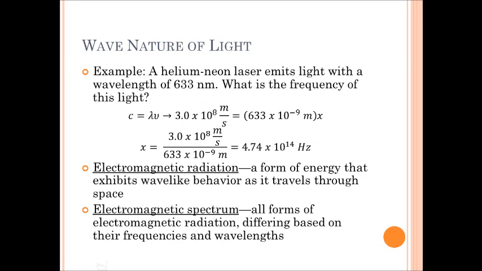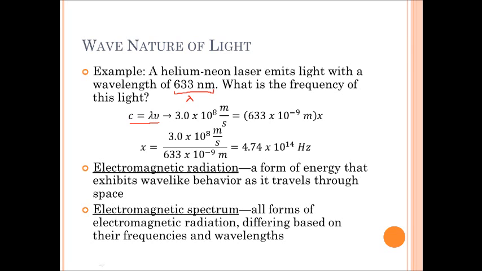So let's use an example to show how we can use this math. A helium neon laser emits light with a wavelength of 633 nanometers. What is the frequency of this light? So, we use this equation. We're given this wavelength, which is lambda, and we know what c is. So we take our equation, c equals lambda nu. We plug in c. We plug in our wavelength.